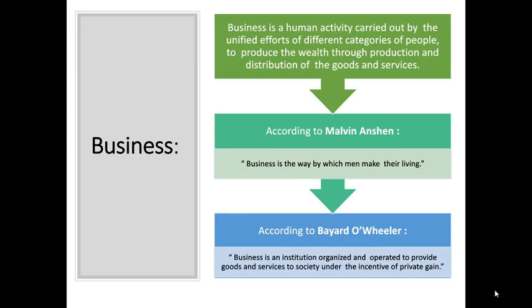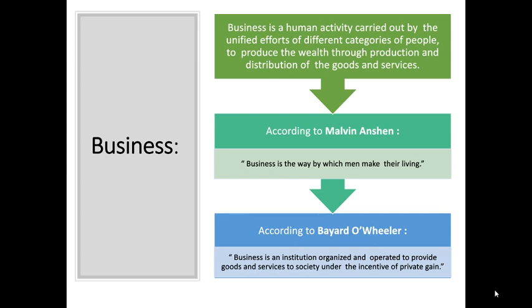Okay, and why are these different people performing this? They are performing in order to produce wealth. So how are they going to produce the wealth? That is through the production and distribution of goods and services. So simply, it is a group activity which will promote wealth for you. Okay, so how will you define a business?